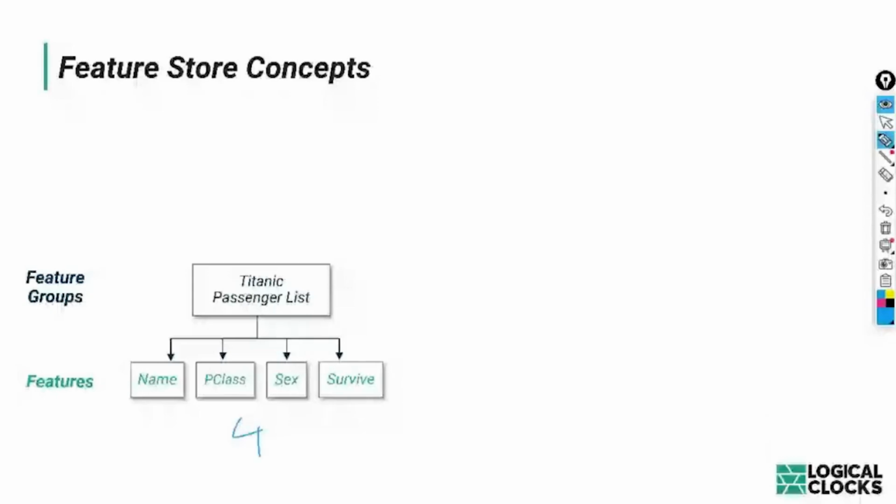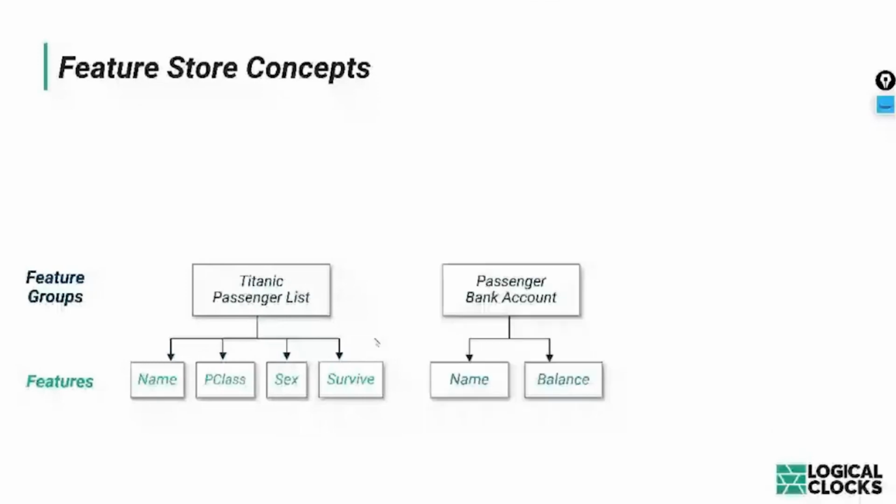And we have, you can see, 4 different features for the Titanic passenger list data set. Now, this is a thought experiment, so bear with me. Imagine we have, for example, a historian who discovers a new data set and they ingest it into the feature store. And this contains information about the amount of money the passengers in the Titanic had in their bank accounts. So it's stored in a different feature group.